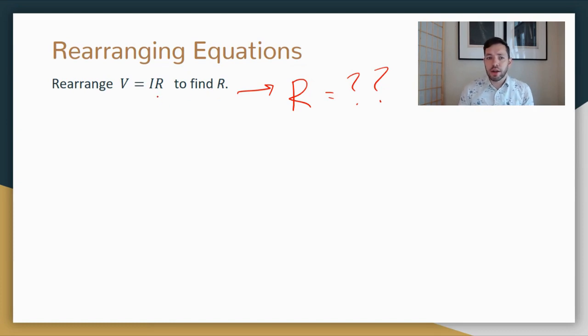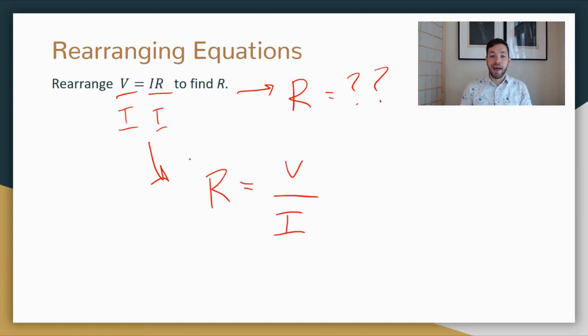So look at R in this equation. Look at what's being done to it. It's being multiplied by I. So we need to undo that. The opposite of multiplication is division. So all we need to do is divide both sides by I. What that will give us is R equals V divided by I. That's it. That's our answer.